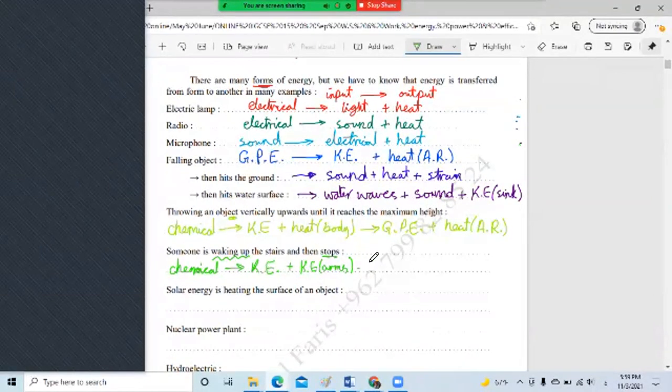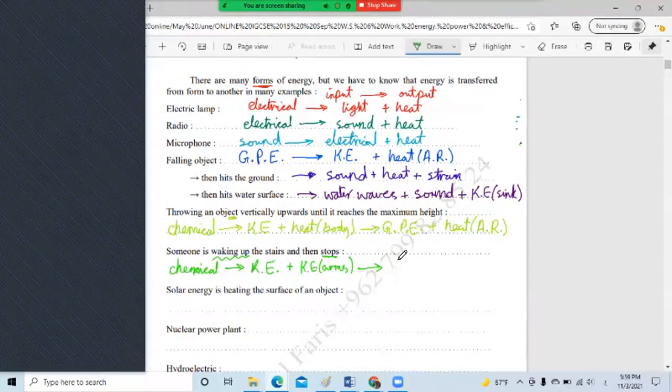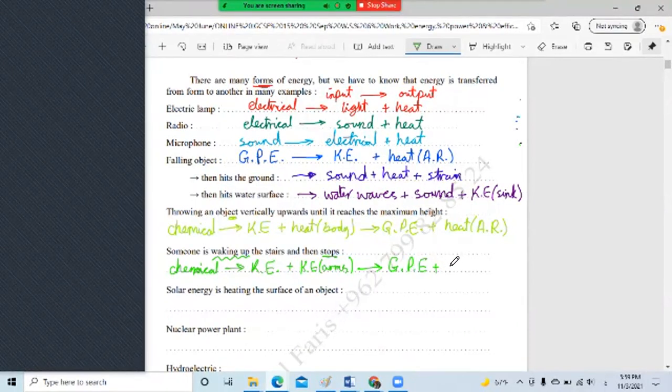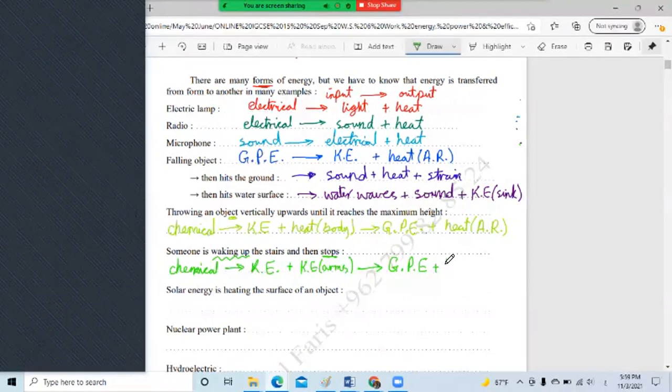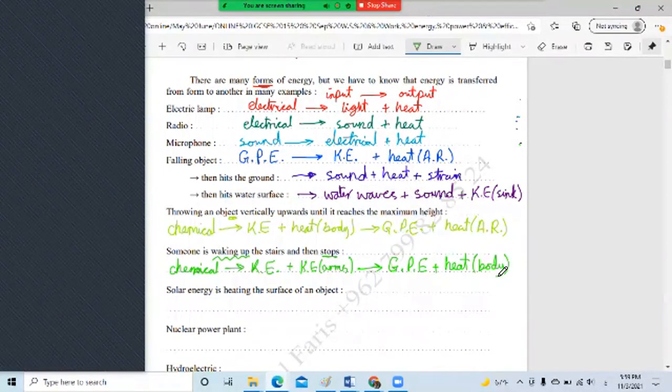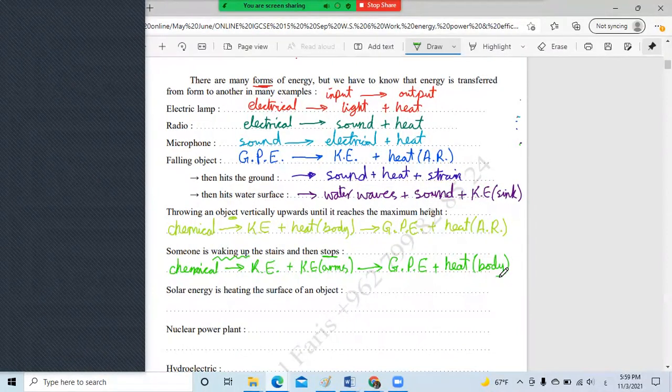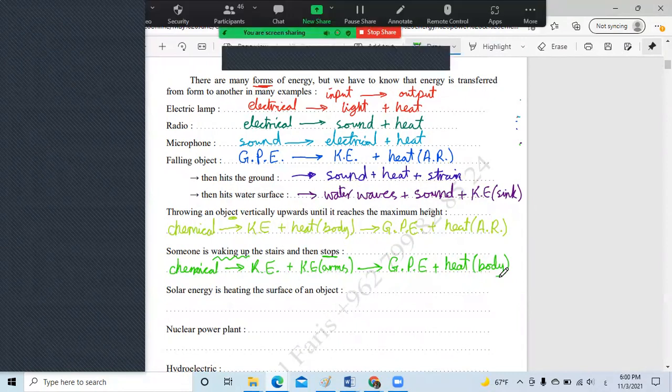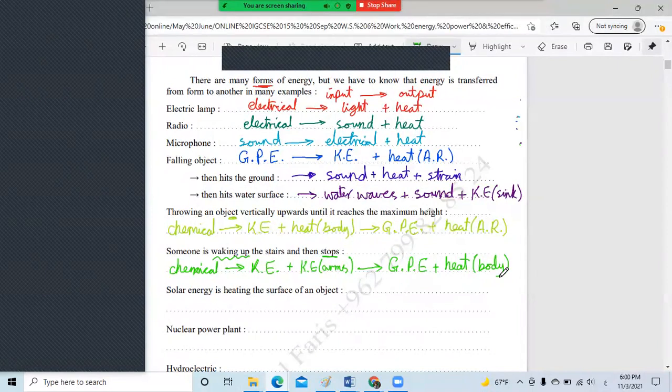Then this kinetic energy, when you reach the maximum height at the top of the stairs and stop, becomes gravitational potential energy, plus of course wasted energy. There is heat. Why is there heat? Because your body used maybe 80% of the chemical energy inside your body to warm up your body. So walking by the legs is kinetic energy, and balancing by the arms is another kinetic energy that is not useful. Also there's sound. Sometimes there's the sound of the steps, but not necessarily always.